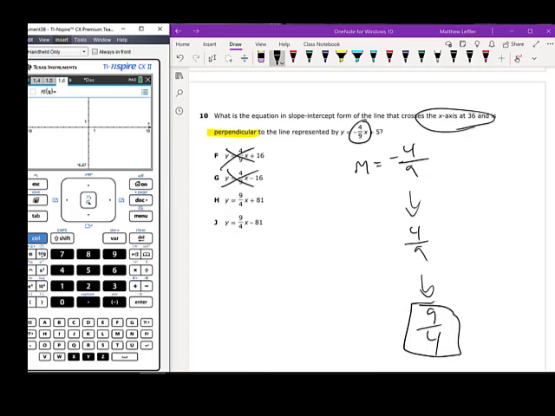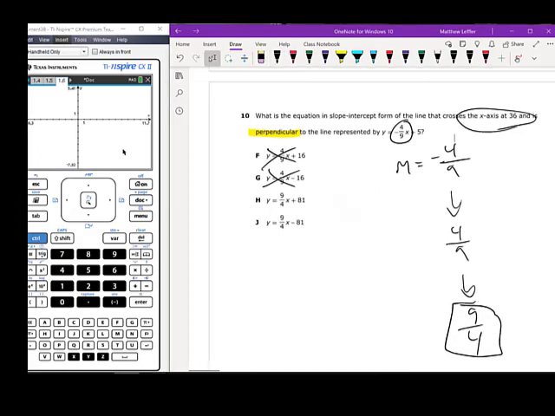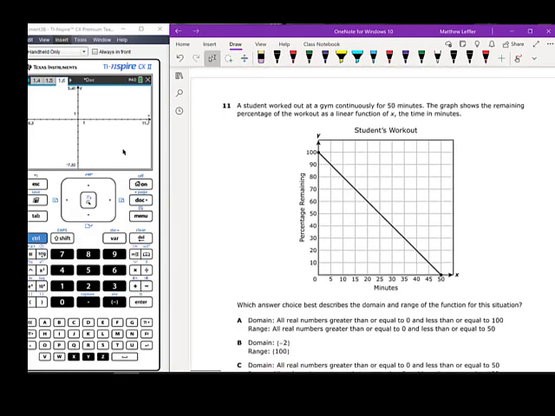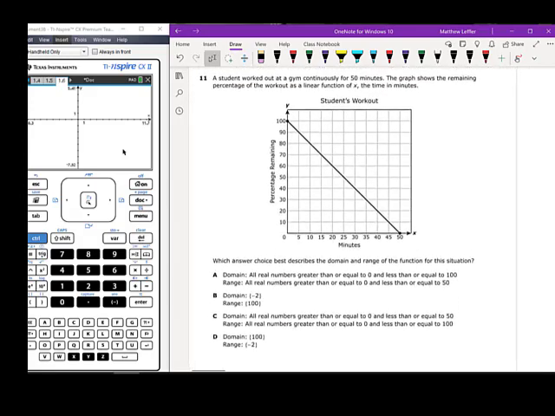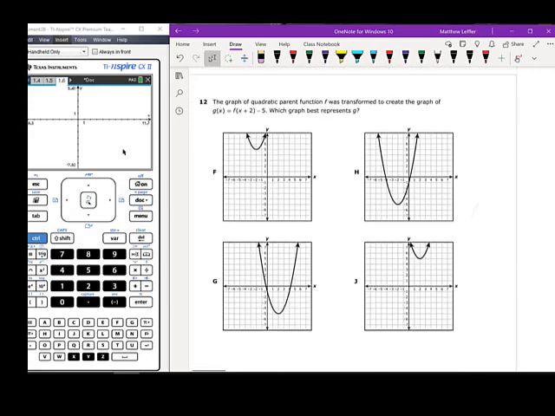Graph both answer choices and see which one crosses the x at 36. So let's see if we can find it. I don't see it, but domain and range, we haven't talked about this all the way yet, so skip this problem or take a guess.